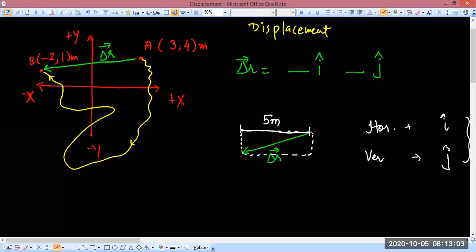Now, why is it so? Think about it. From here to here is 3 meter, right? That's called x coordinate. And from here to here is 2 meter, right? So total horizontal is 5.